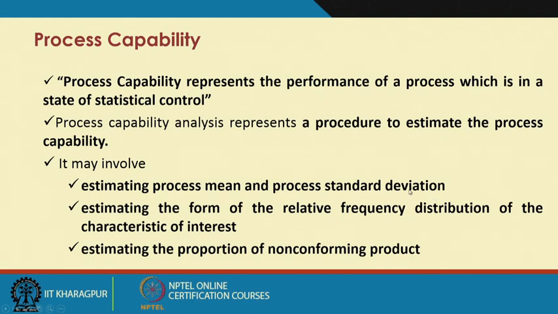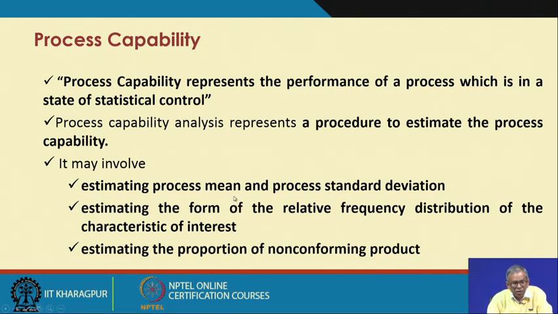That means, for that you have to collect data, and after analyzing the data, you will come to know what is the estimate of the process mean, as well as what is the estimate of the process standard deviation. So, that is the first step. In the next step, you estimate the form of the relative frequency distributions. You already know what the frequency distribution is, like when we discussed the 7 tools of quality management. So, we have referred to these frequency distributions.